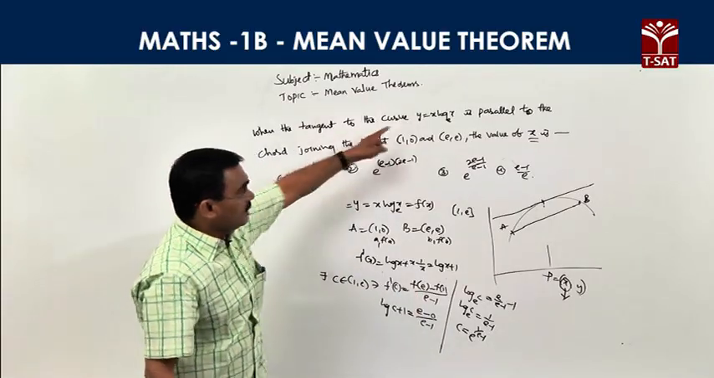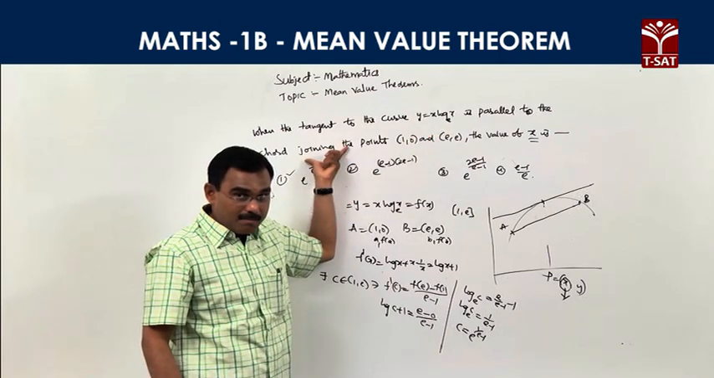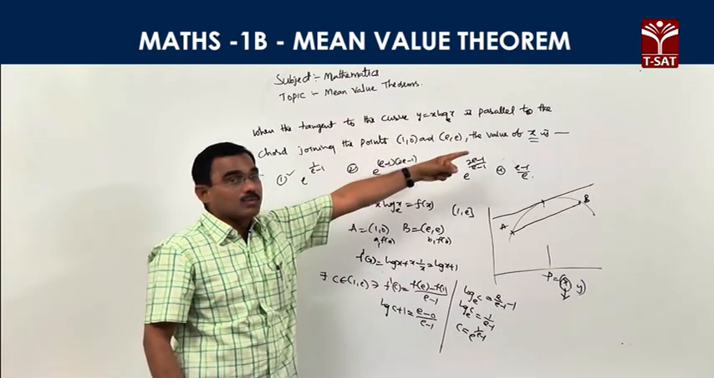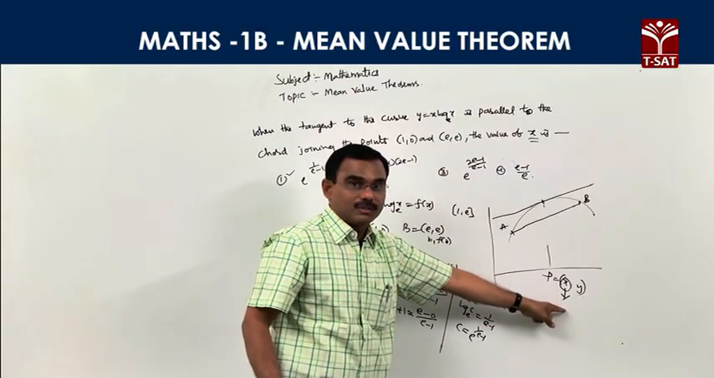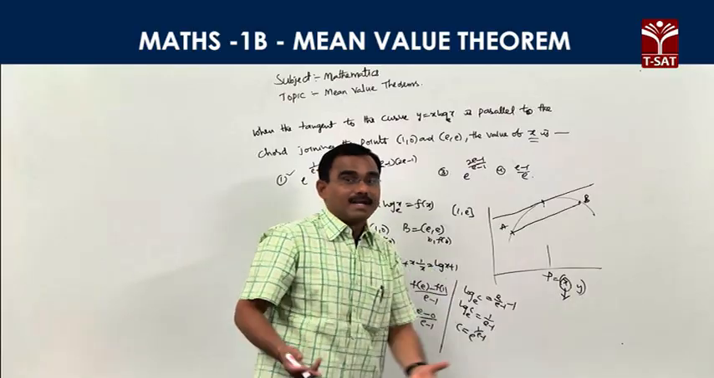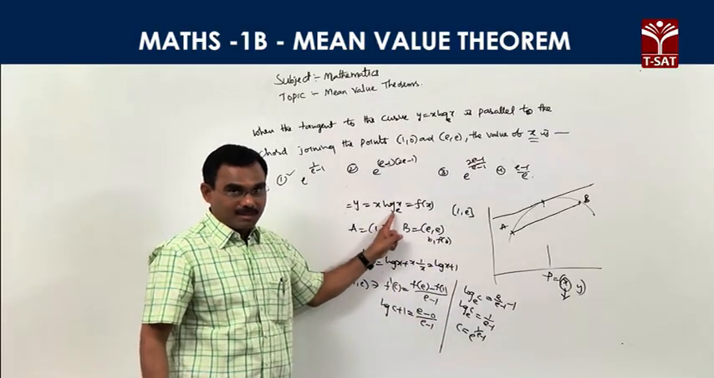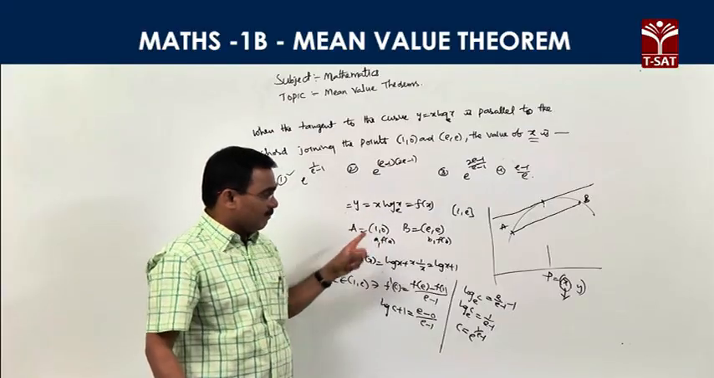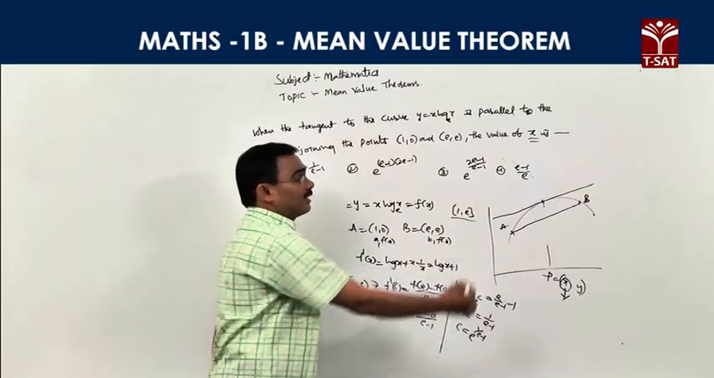The tangent is parallel to the chord AB. Then what is the x coordinate? The x coordinate is nothing but the c value that is being asked. How do we find it? The given function is x log x, and the given points are A comma f of A, B comma f of B. Our interval AB is 1 comma e.